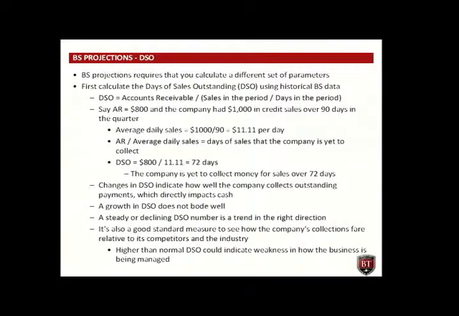Now, projecting the balance sheet is not as easy or as direct as projecting your income statement. There are various ratios and parameters that you need to understand and calculate before you get comfortable with balance sheet projections. One of these ratios is days of sales outstanding.